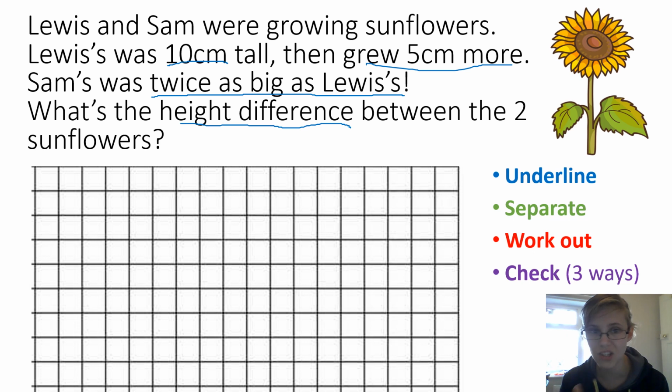Now I'm not going to underline that 2 because I know that it's Lewis's sunflower and Sam's sunflower. I'm not doing anything with that 2, but I need to work out the difference at the end there. So this is 3 very different steps for you to do.